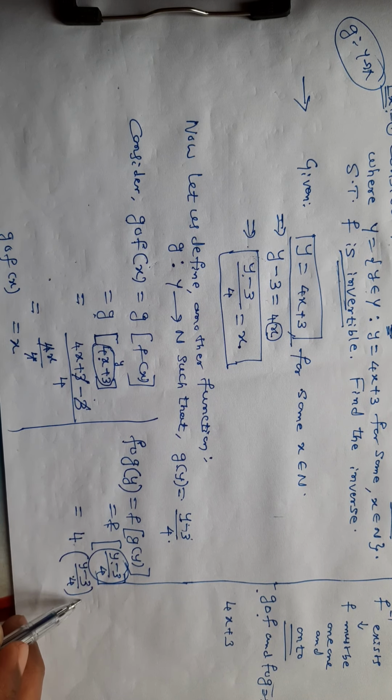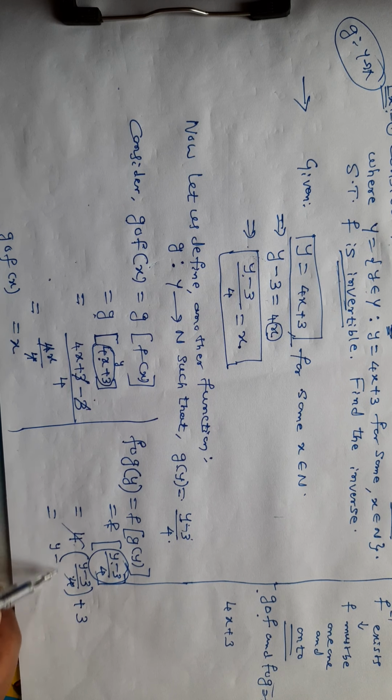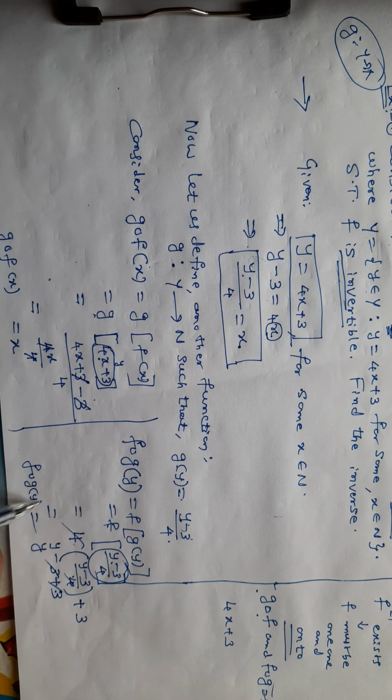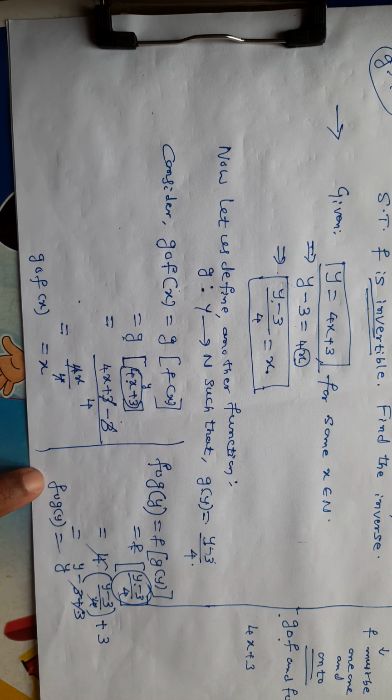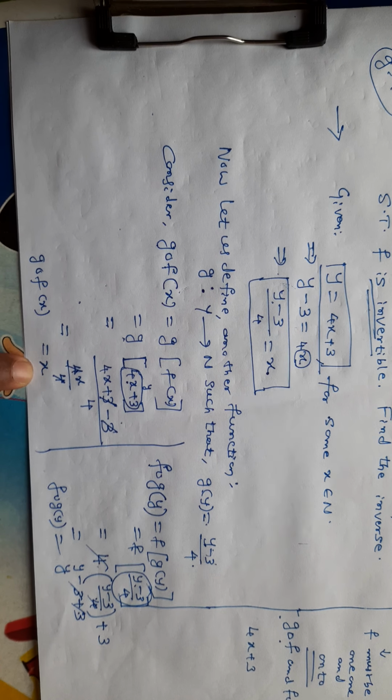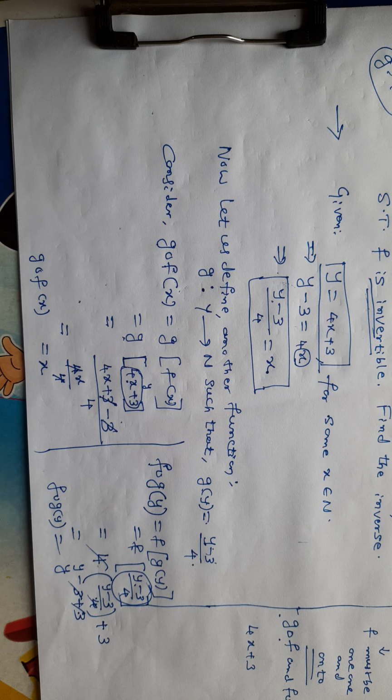See here, 4x plus, I can write 3. So here the 4 gets cancelled. So what is left here? y minus 3. This plus 3, I will keep it as it is. So this cancels, and I got y. So you can compare here: composition of g and f, that is f of g of y, I got y. So this is composition of f and g, I got x. So this is very important.